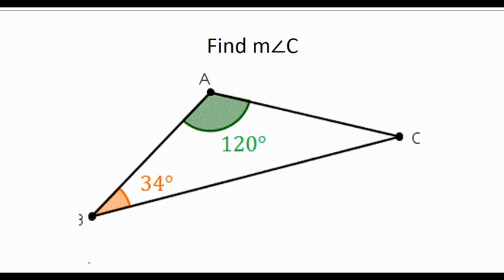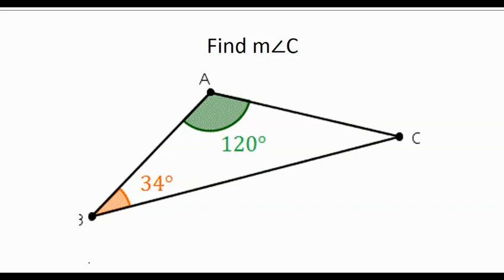Every single triangle that has ever existed has had three angles, and when you added those three angles together, they add up to 180 degrees. That is what you need to take away from this lesson more than anything else. All three angles of a triangle add up to 180 degrees. So let's look at the triangle on the board.